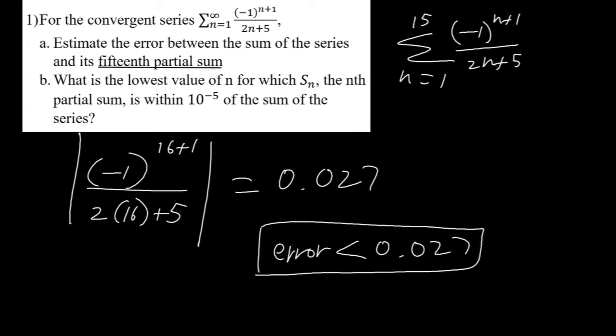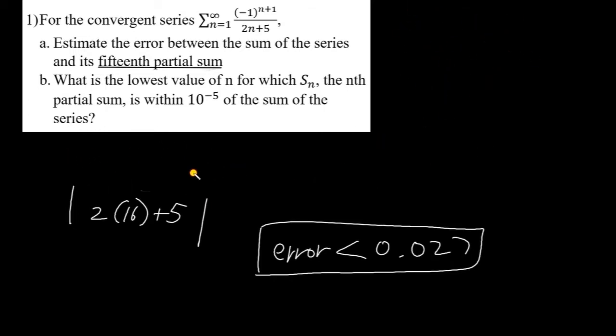There we go. And then in part B of the question, we're asked, what is the lowest value n for which S sub n, the nth partial sum, is within 10 to the negative 5 of the sum of the series? So this time we want to figure out what value of n we have to sum to in order for my error to be within 10 to the negative 5. So remember, we're looking at the n plus 1th term to get the error, right? So instead of n, I'm going to plug in n plus 1 into here. So it'll give me negative 1 to the n plus 2 over 2 times n plus 1 plus 5.